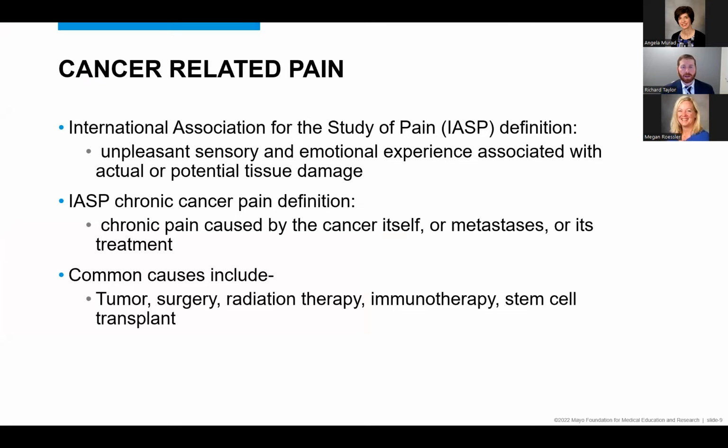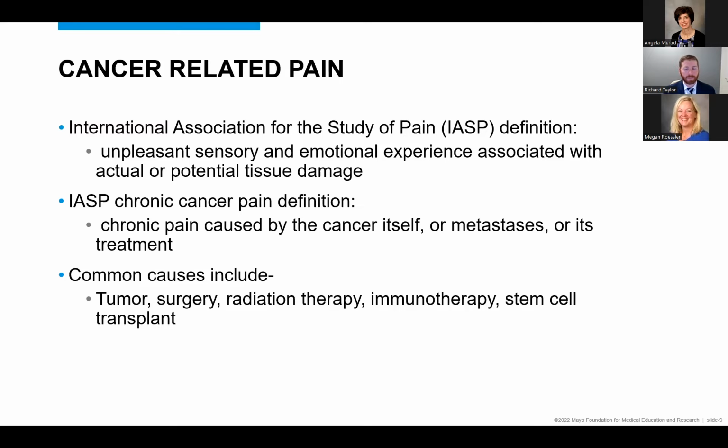Cancer-related pain is probably number one or number two reason that I get a referral to my clinic, and so it's a distressing symptom, and it's something that I feel should be managed pretty aggressively. The International Association for the Study of Pain defines it as an unpleasant sensory or emotional experience that is associated with an actual or potential tissue damage. So to put this in easier terms to think about, this is a sensation or an emotion that may be associated with actual or potential injury to your body.